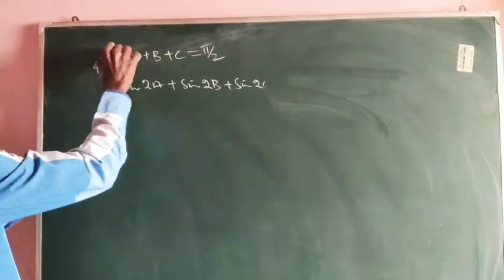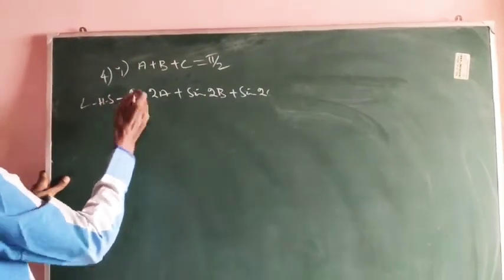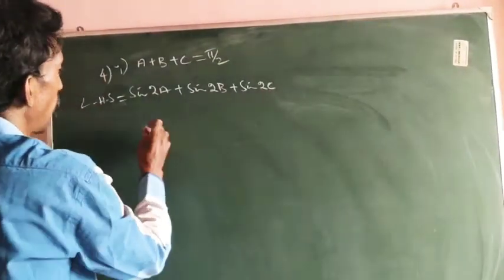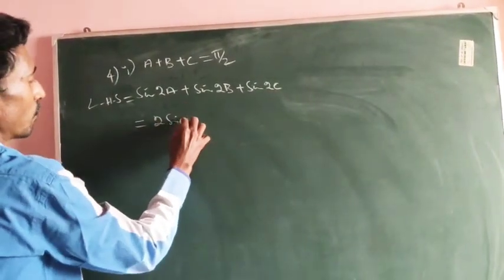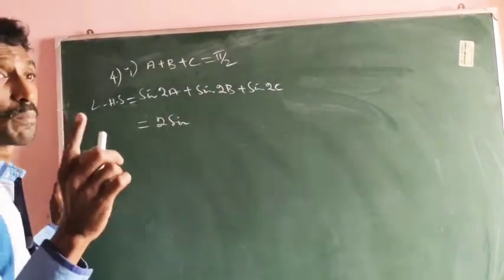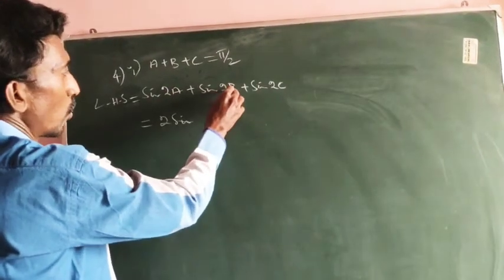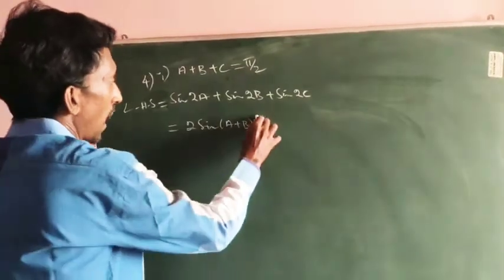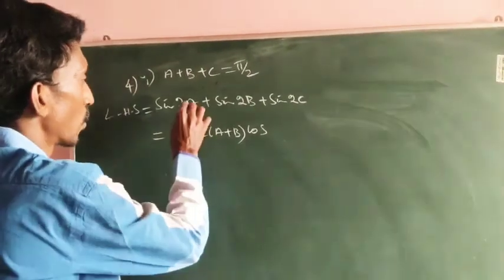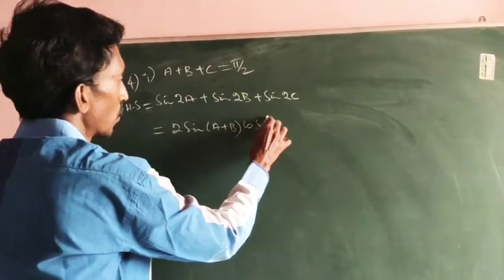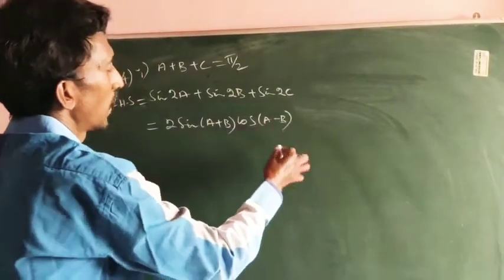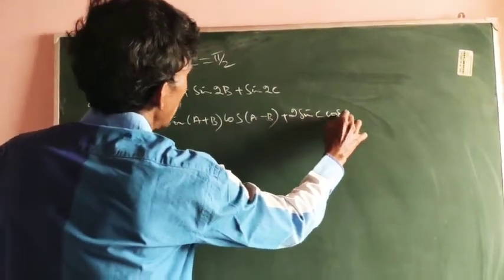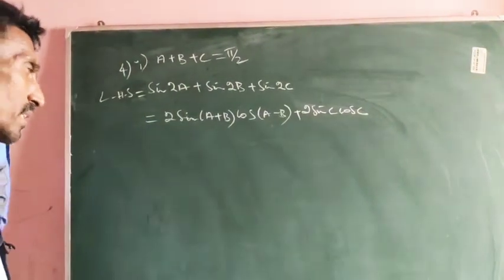So LHS is of the form sin C plus sin D. So use the formula 2 sin of (C plus D) by 2, which is (2A plus 2B) by 2, that is A plus B, into cos of (C minus D) by 2, (2A minus 2B) by 2, so sin A plus B cos A minus B. So it can be written as 2 sin C cos C. Are you clear? 2 sin C cos C.